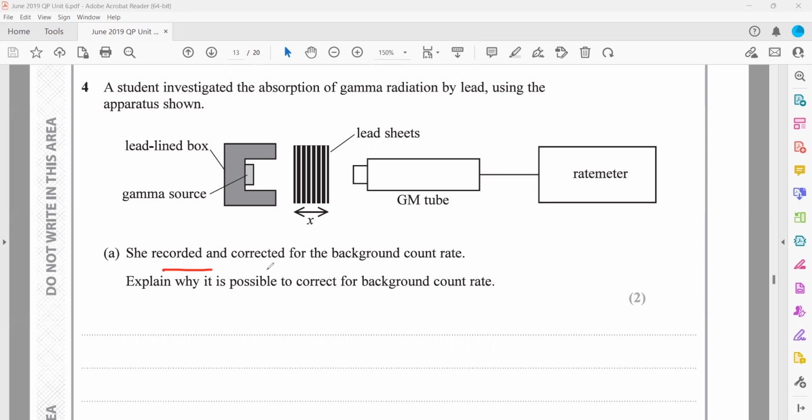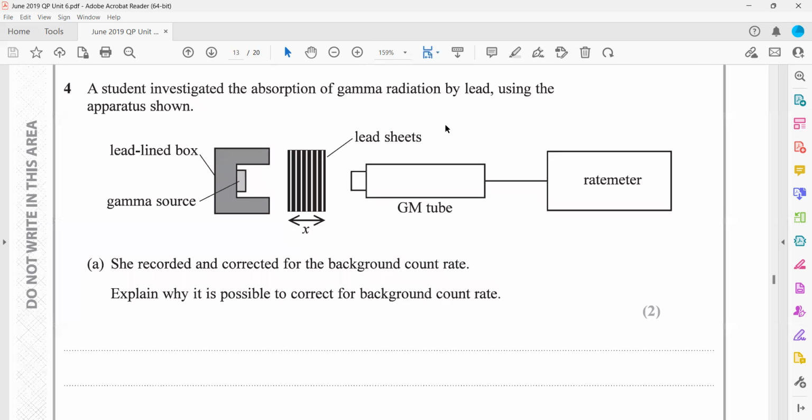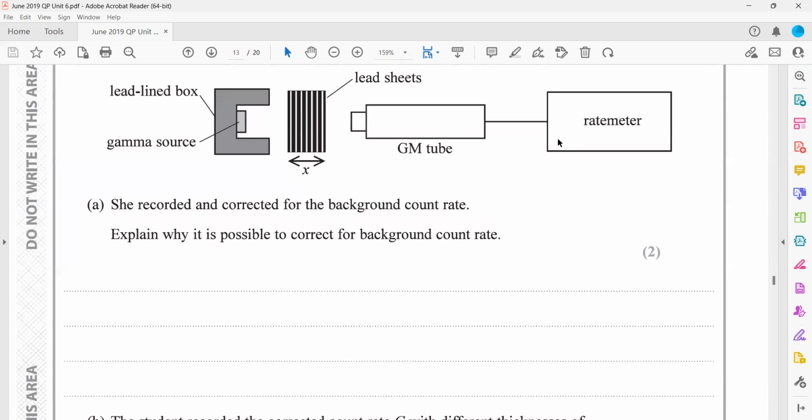So, why is it possible to correct for background radiation? Because the background radiation is usually constant, more or less not changing, and this background radiation is a systematic error. Systematic error can be rectified, but random error cannot be rectified. You can do correction for systematic error, but not for random error.